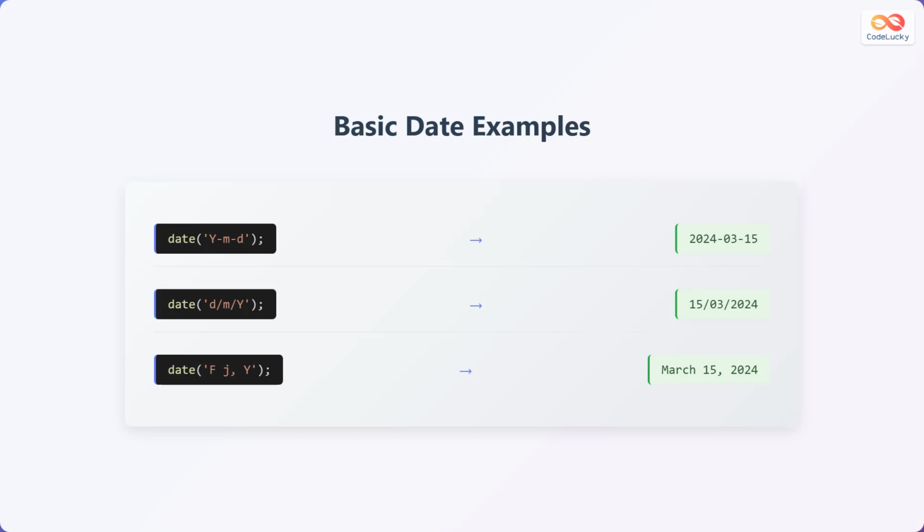15-03-2024. Finally, date('F j, Y'); will output the date in a more readable format. For example, March 15, 2024.